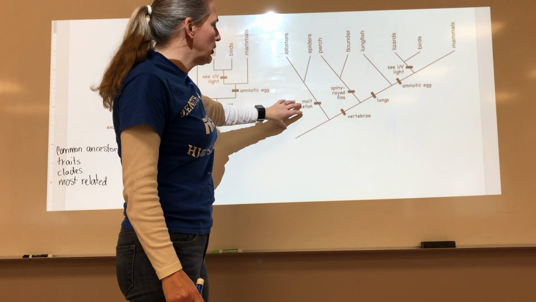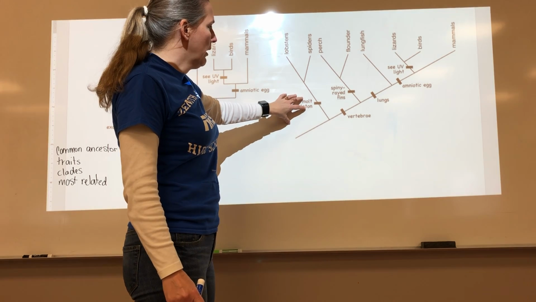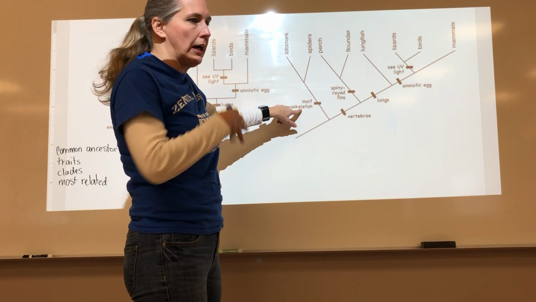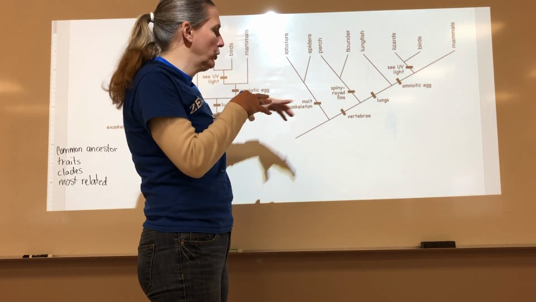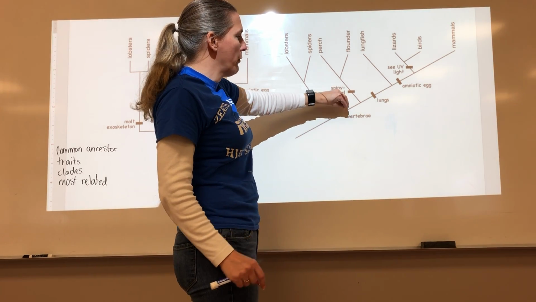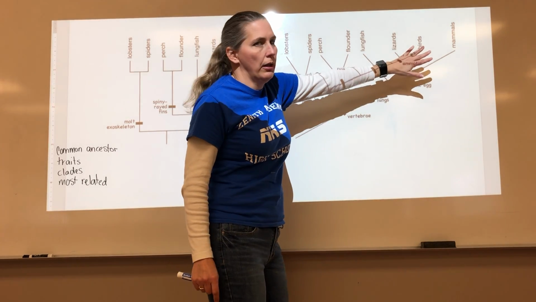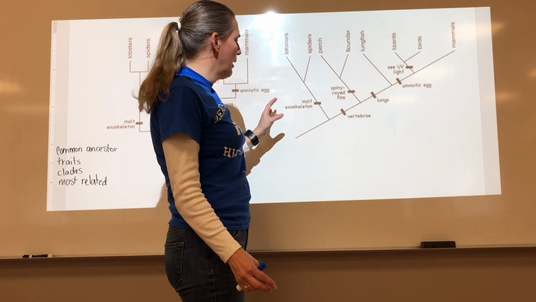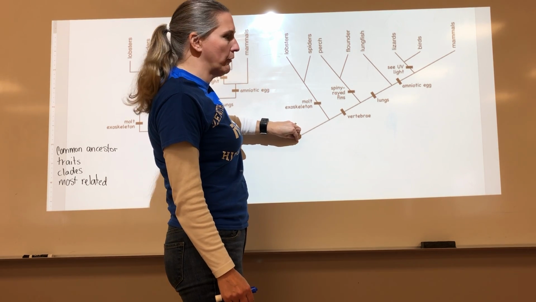And then you see these traits or characteristics listed on there. So molt exoskeleton, which means it's got an outer skeleton and it's going to get rid of that. Vertebrae, that means it's got a backbone. That means everything from this point on has a backbone. So when we look at this, it's kind of like looking at a timeline. This would be the beginning of time.